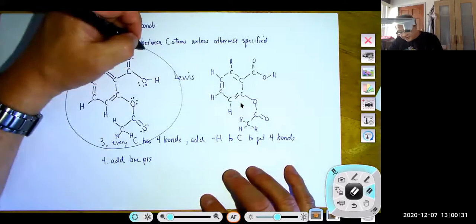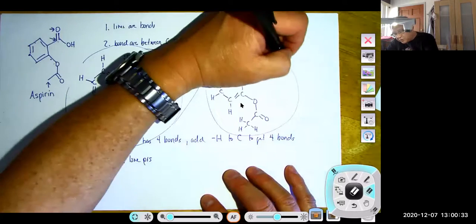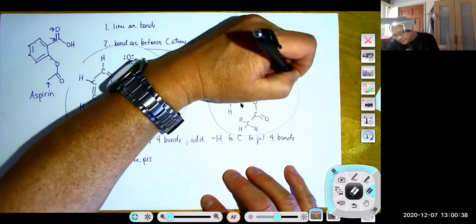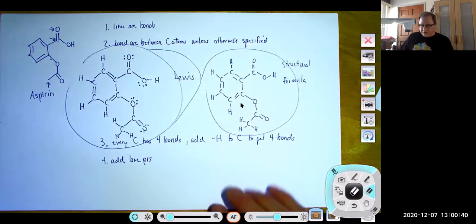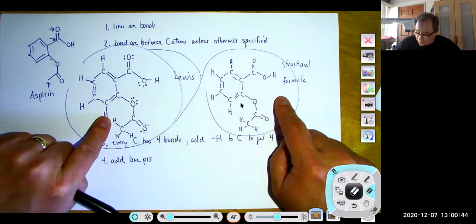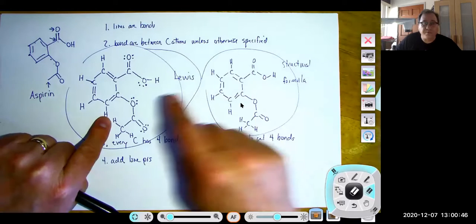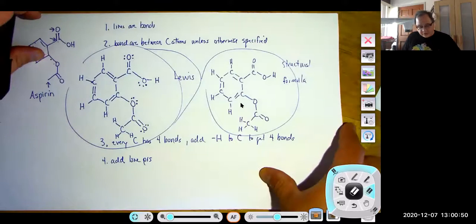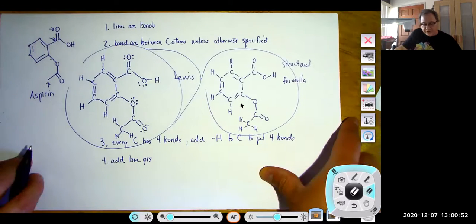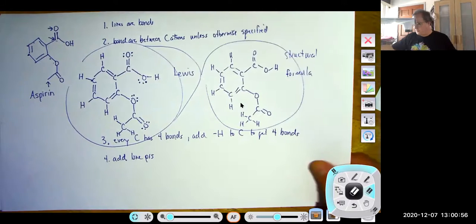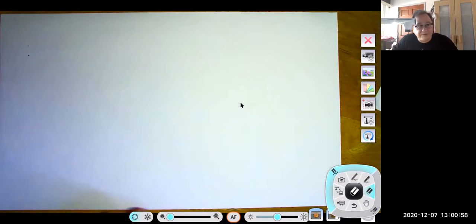So this is the Lewis. This is the structural formula. So what is the big difference between these two? The answer is the structural formula does not show lone pairs, they are implied. Okay, so this was a kind of tough one to do. Let's do something more, something easier, but it'll also be tough.